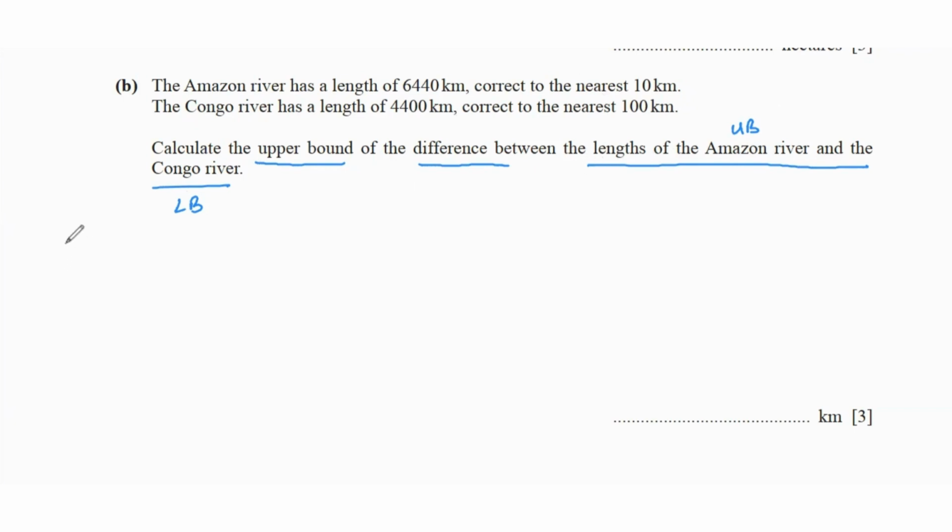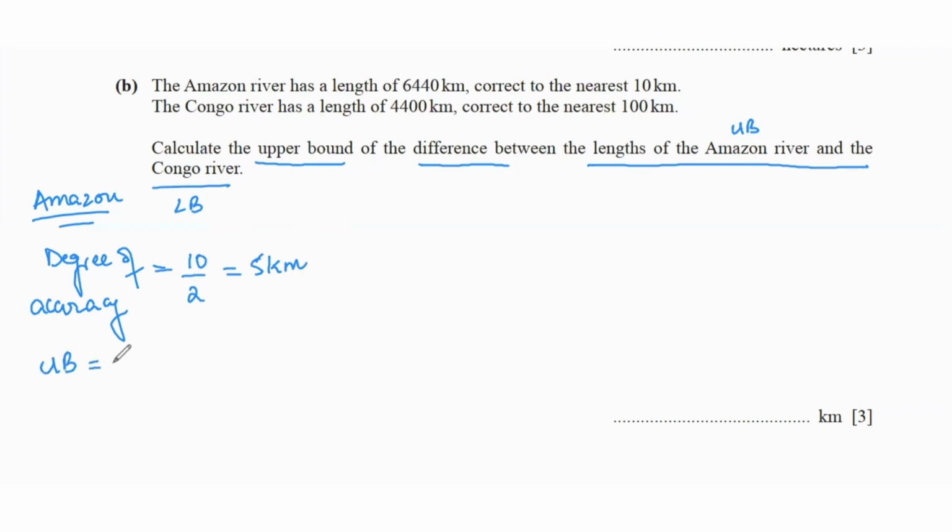So to find the upper bound of the Amazon River, first we need to find the degree of accuracy for Amazon. Whatever it's nearest to, we divide that by 2. So if it's 10 kilometers, 10 divided by 2 is 5 kilometers. So that means upper bound would be 6,440 plus 5. So that's 6,445 kilometers.